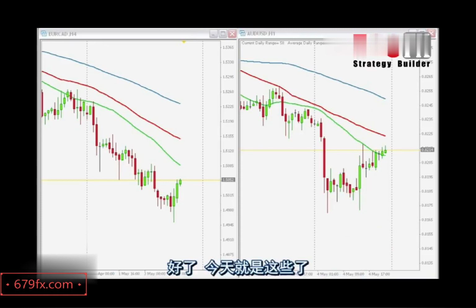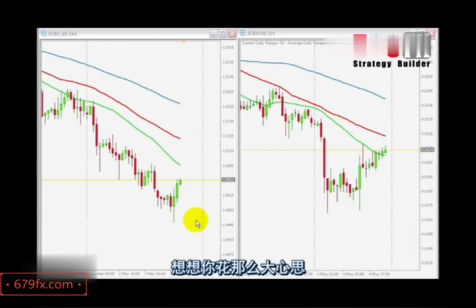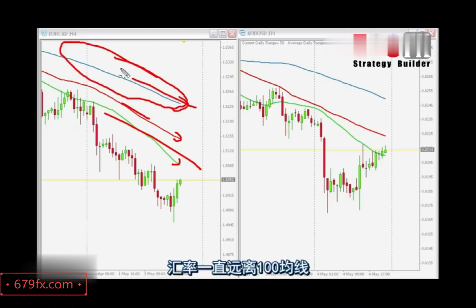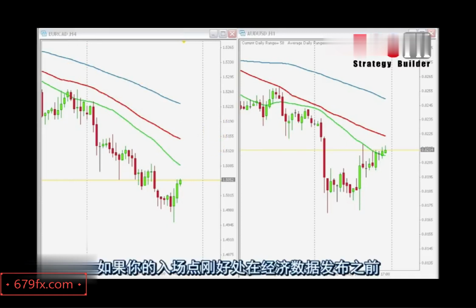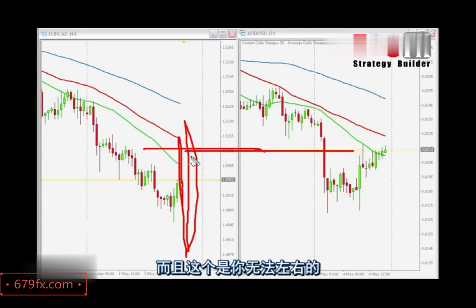Okay, guys, that was all. It's as simple as that. Don't expose yourself to chaotic spikes on the chart. I mean, what's the point in very carefully selecting your pairs? What's the point in making sure that you have all the moving averages on your side, all pointing in the same direction, all parallel to each other, the 100 moving average not being challenged, and so on? If we enter right when a massive announcement is about to come, and any spike could take us out by chance, it's out of our hands.